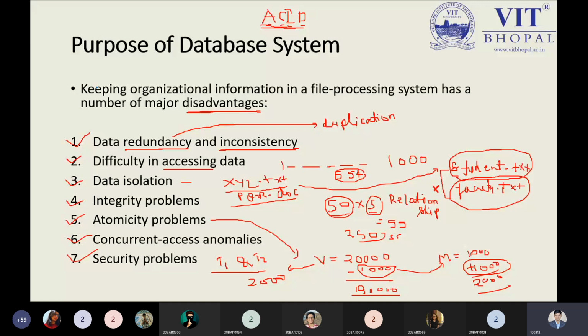Yes, sir, the first part is clear. So any doubt over here? Please ask me step by step. So this is clear to all right now. The first one is clear, data redundancy and inconsistency.